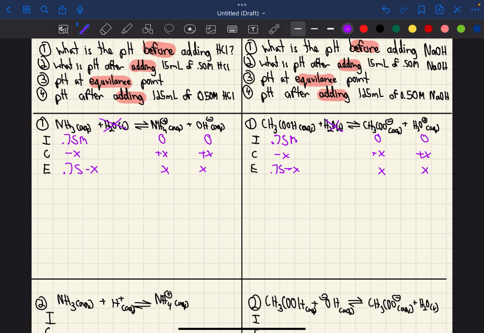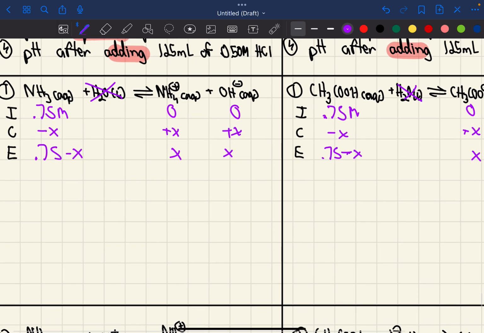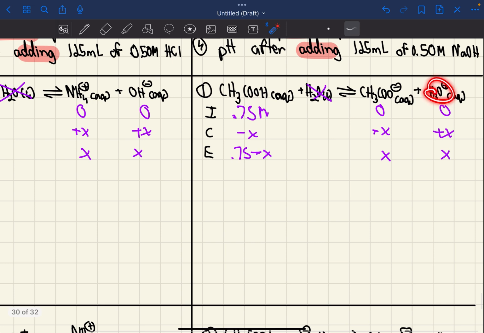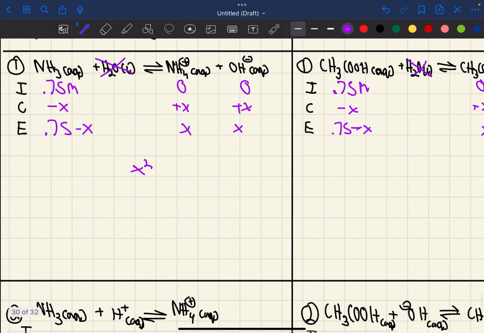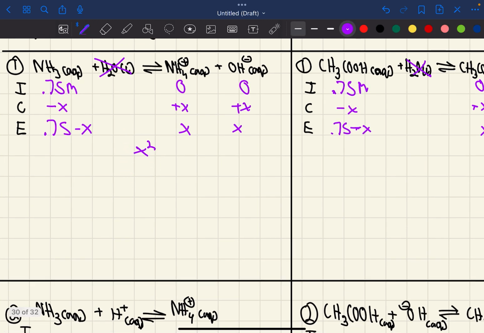Because it's an equilibrium equation. You're trying to find the equilibrium constant, right? I mean, you're given the constant, but what you're trying to find here is x, so you can get the concentration of your OH and the concentration of your hydronium ion, right? Makes sense? So go ahead and write the equation down. It's going to be x squared over 0.75 minus x, right? You get x squared because you multiply x and x, right?